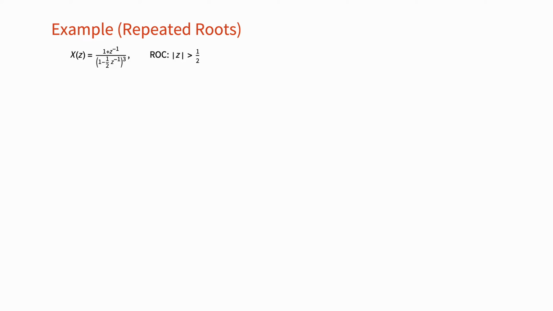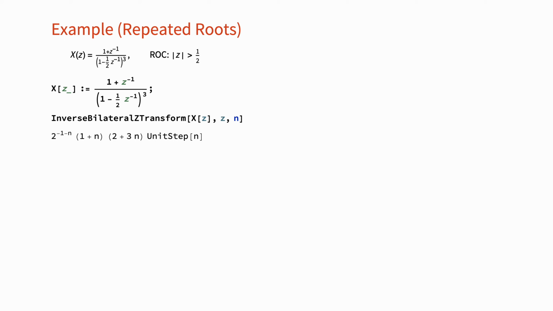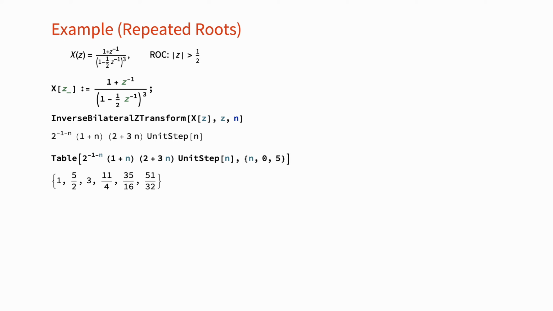Let's look at another example. For the Z-transform given here, with repeated roots for the denominator, let's find the inverse Z-transform. The inverse Z-transform can be found using the Wolfram Language as shown here. We can also list the first few samples of the sequence. Now, to find the inverse Z-transform by hand, we start by writing the Z-transform in terms of positive powers of z and divide the expression again by z.